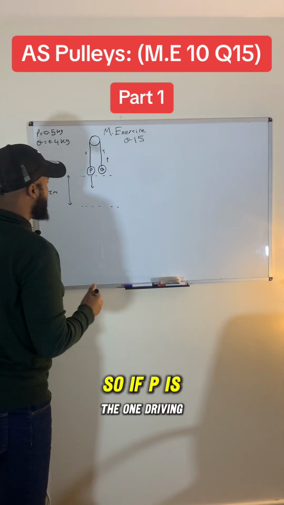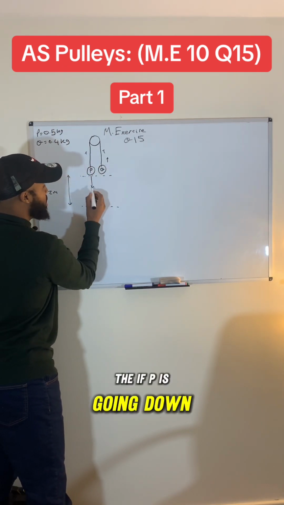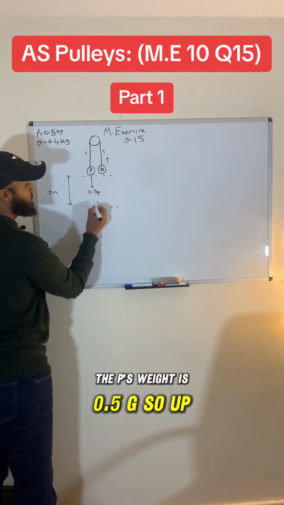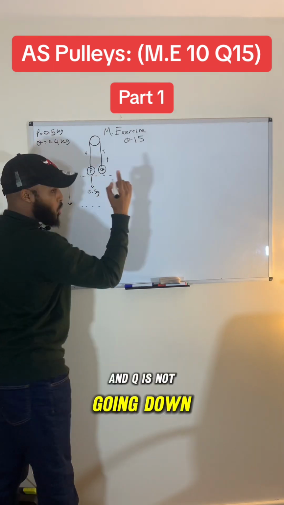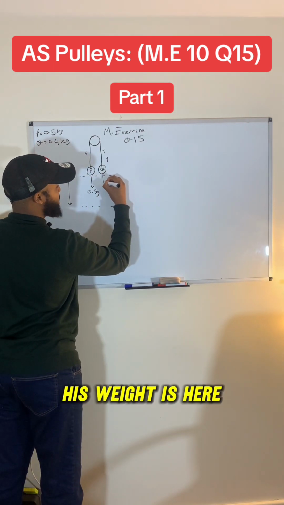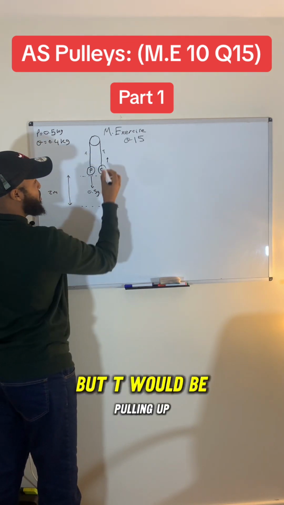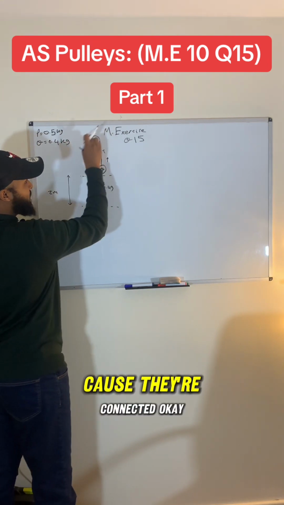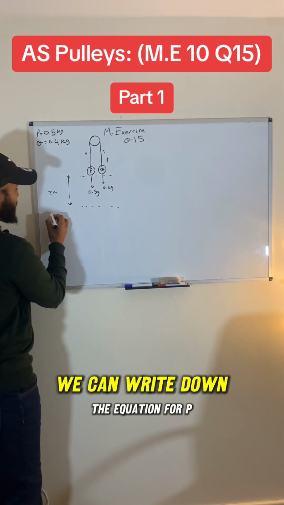So if P is the one driving, if P is going down, P's weight is 0.5 G. Okay, and Q is not going down, but I'm just gonna draw its weight. Its weight is here, and it's 0.4 G. But T would be pulling that. This tension would be pulling Q up because they're connected, and P would be pulling it down. Okay, so straight away we can write down the equation for P.